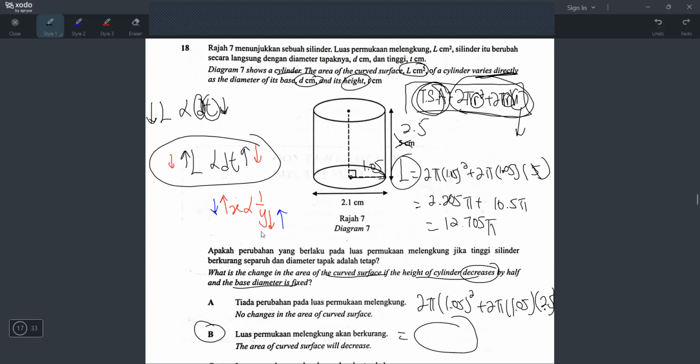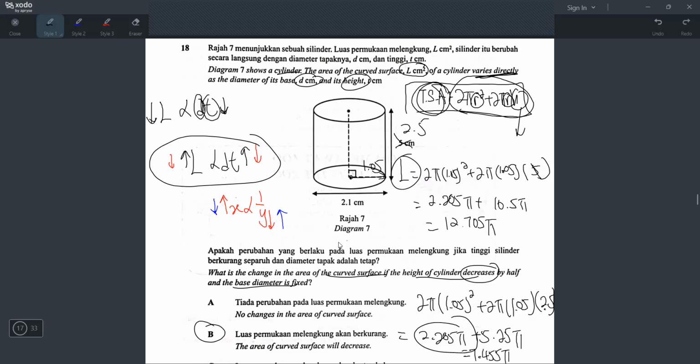So 1.05 square times 2, I already know is 2.205 pi. Okay. And then let's see. 2 times 1.05. And then times with 2.5. Wait, 2 times 1.05 times 2.5. Okay, my calculator actually gives me 5.25 pi. Okay, so what does it mean? It means your total surface area will be 5.25 pi plus with 2.205 pi. I will not press the pi, okay? So I'll just get 7.455 pi.